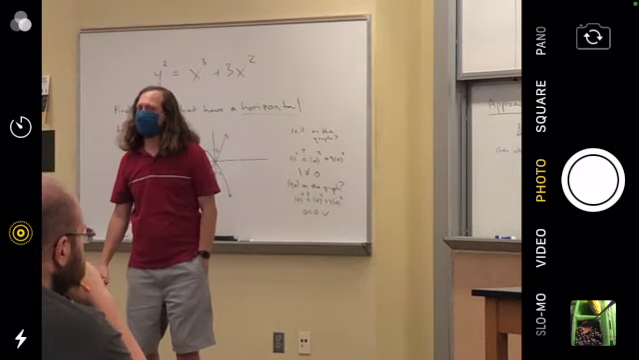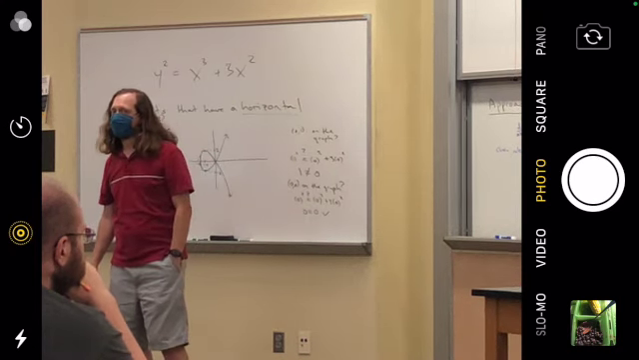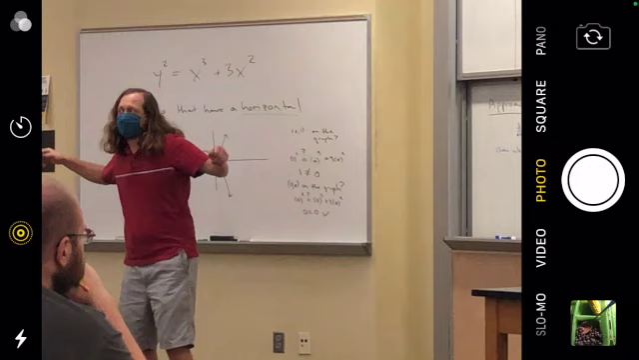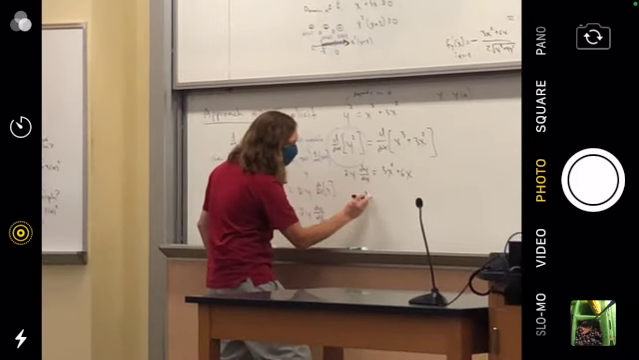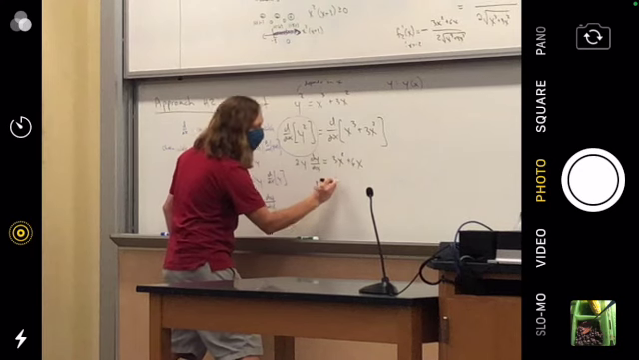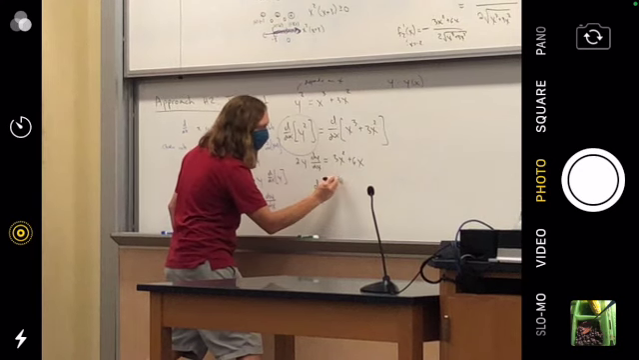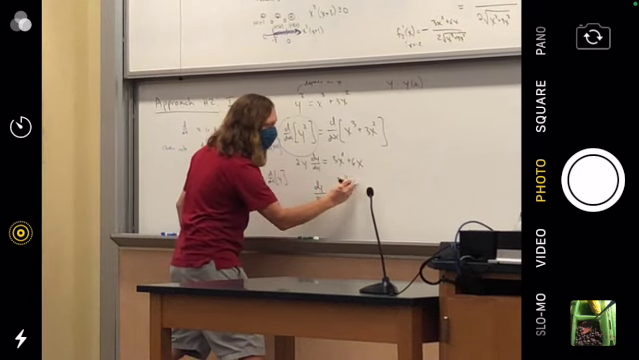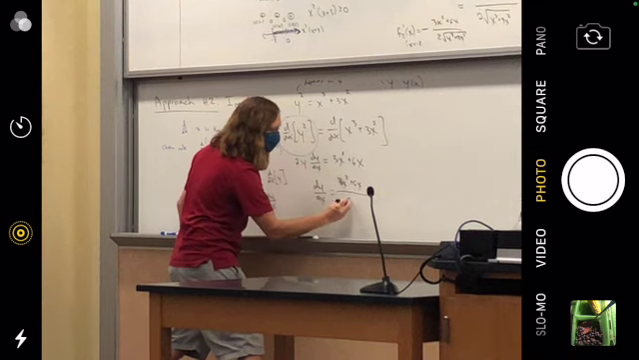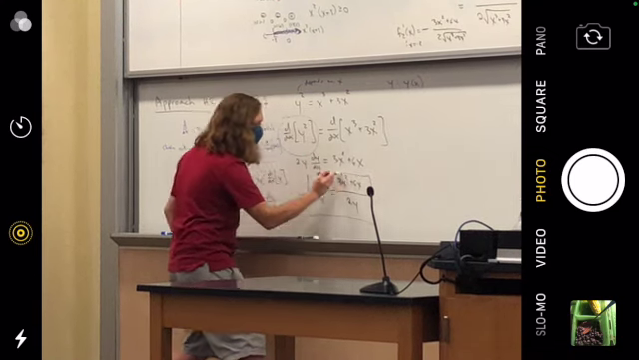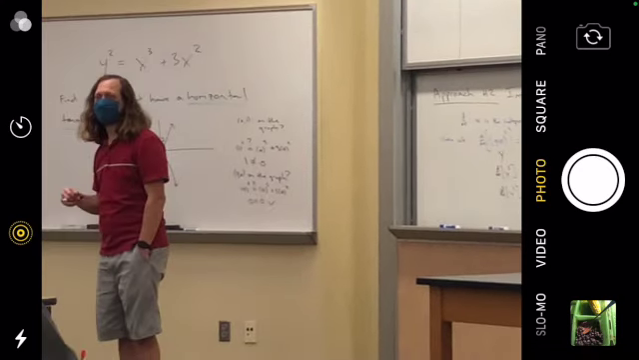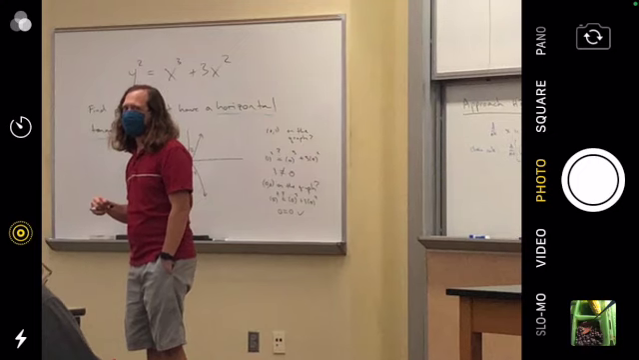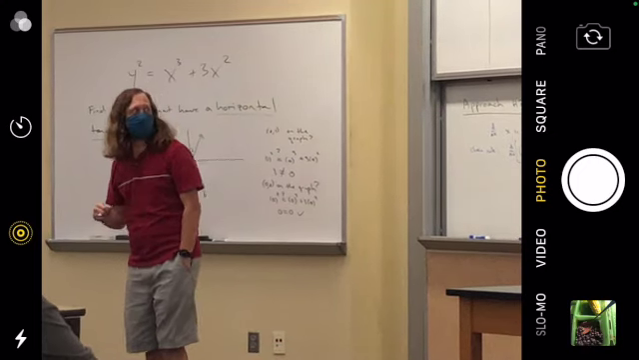Divide everything by 2y. I can solve for the unknown. I don't know this value, so I get it by itself by dividing both sides by 2y. And I now call that my equation for the slope. I have a formula for the slope using this idea called implicit differentiation.